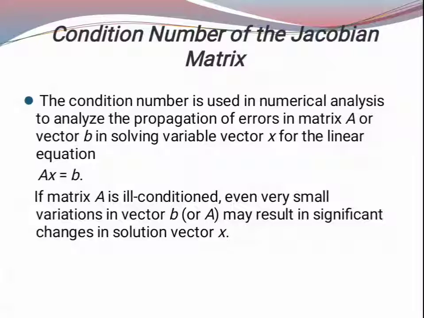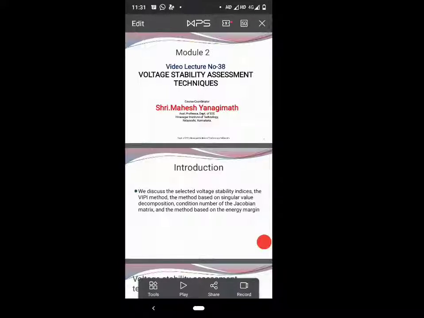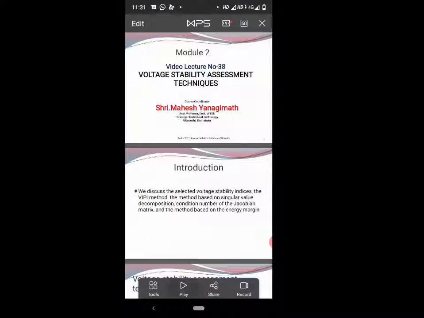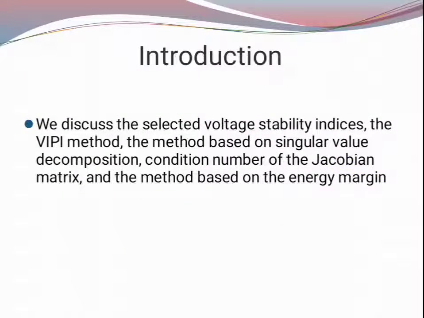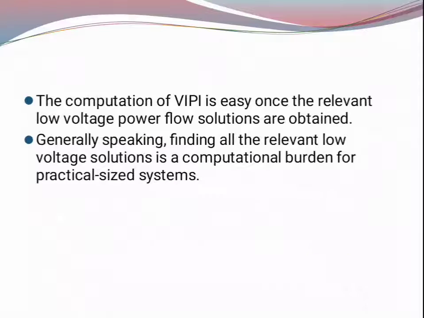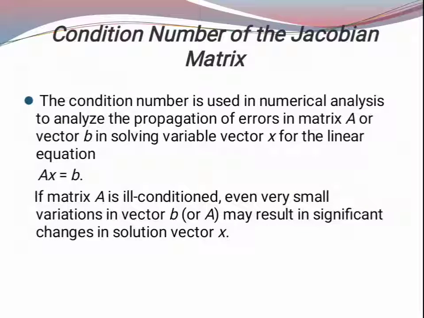Let us study what the condition number of the Jacobian matrix is. The condition number is used in numerical analysis, usually to analyze the propagation of errors, how much error is propagating in matrix A or vector B in solving for a variable vector x for the linear equation. Usually the linear equation is represented as Ax is equal to B.